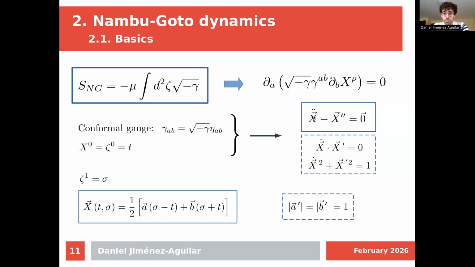The solution to the wave equation is a sum of left and right movers, A and B, and the gauge constraints can be shown to lead to this condition on A prime and B prime. So these A prime and B prime vectors must be unit vectors.